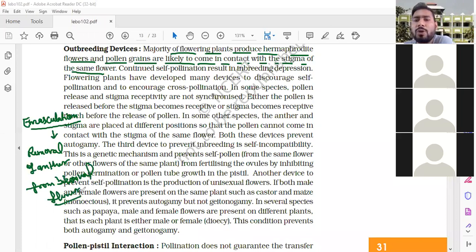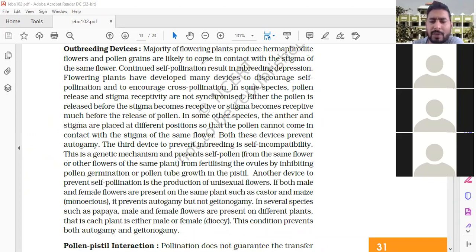Removal of the male part. Anther means what? That is male. So removal of the male part from a bisexual flower is called emasculation. Clear? It is generally known as emasculation. Is it clear to all of you? So you can say this is also a type of outbreeding device.